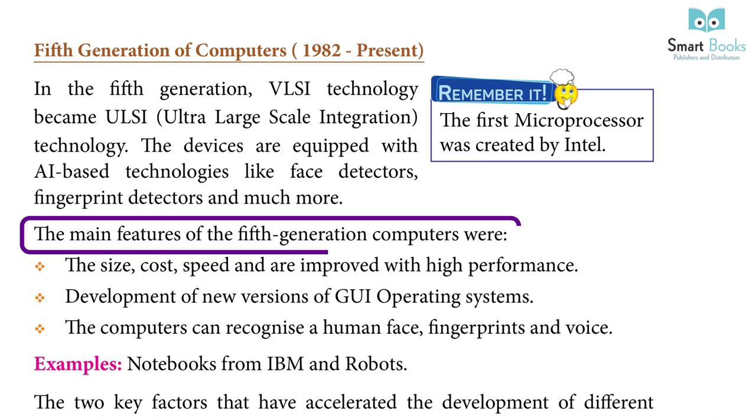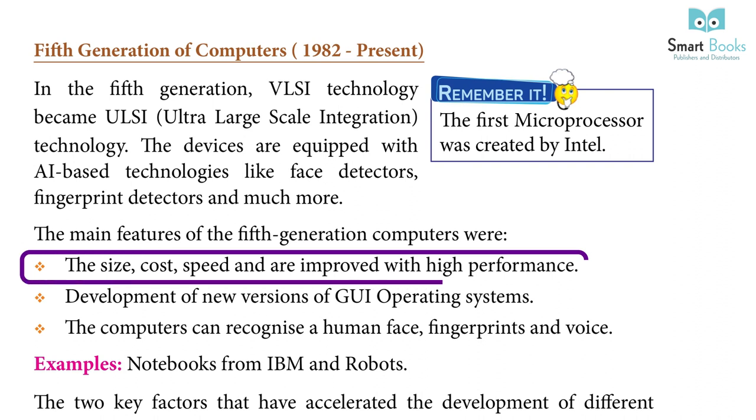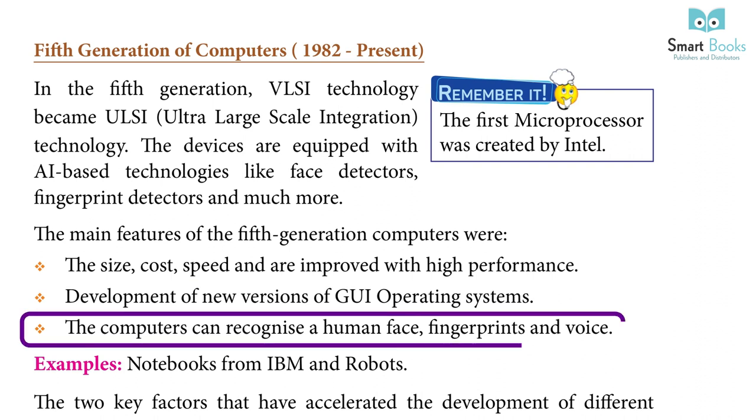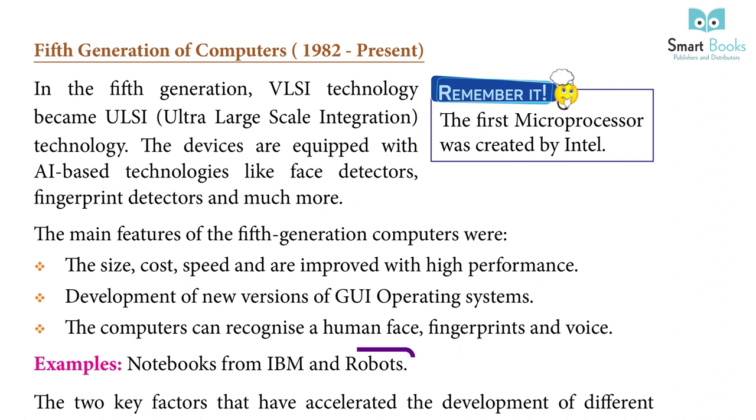The main features of the fifth generation computers were: the size, cost and speed are improved, with high performance. Development of new versions of GUI operating system. The computers can recognize a human face, fingerprints and voice.